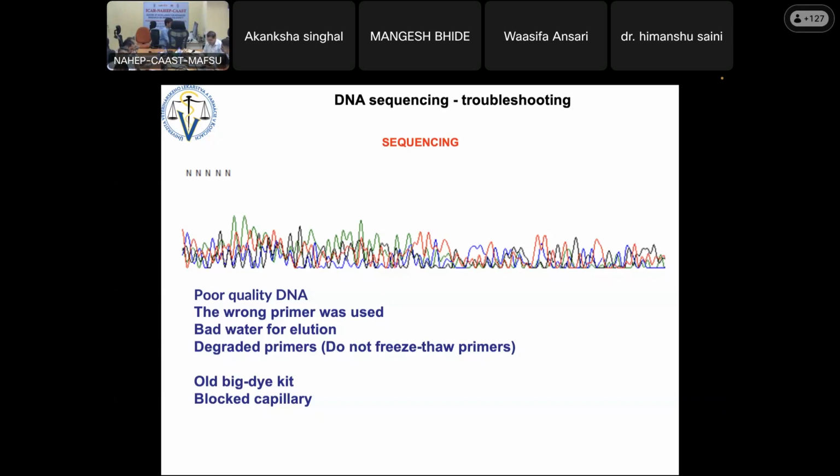Okay, so this is on your side, and this is the company side, because the sequencing chemistry is called the 3.1 BigDye Terminator kit. If it is old, you may have this, or the capillary is blocked. How could the capillary be blocked? The capillary is actually 50 centimeters. Have you seen a sequencing capillary?